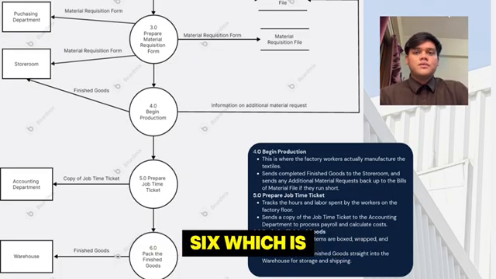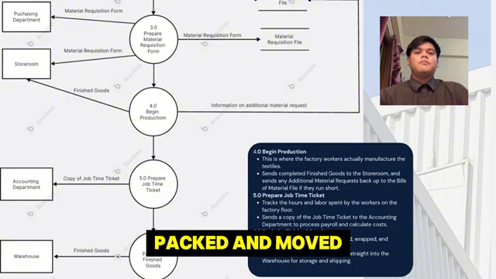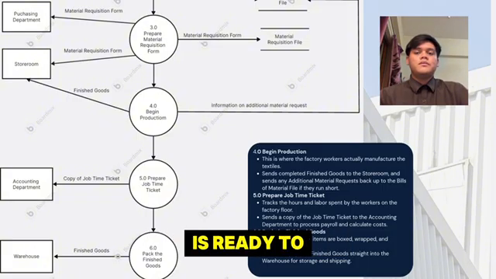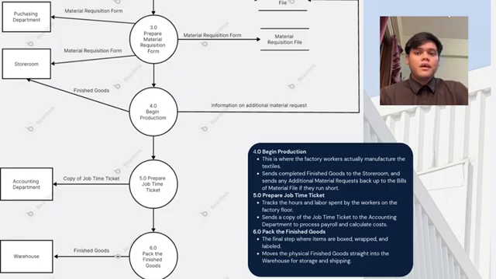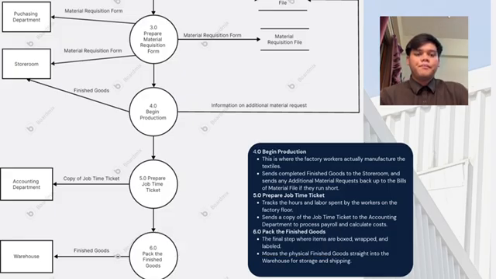Next is step 6, which is pack the finished goods. The goods are packed and moved to the storeroom, which is ready to be shipped to customers. And that wraps up the entire production cycle of YESA Textile SDN PhD.